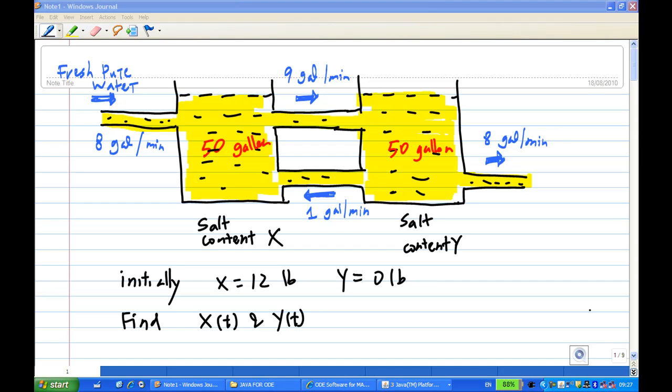Hi, for this recording, I'm going to show you how to model a process by differential equation and also solve it by the software PPLANE. Imagine that there are two tanks containing liquids, each of them 50 gallons of liquid, and the first tank has salt content, they call it X here. Let's say initially there are 12 pounds, and in the second tank initially there is no salt, and these tanks are interconnected.